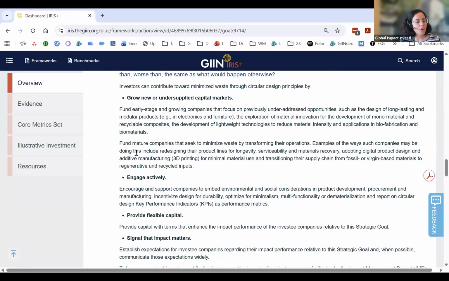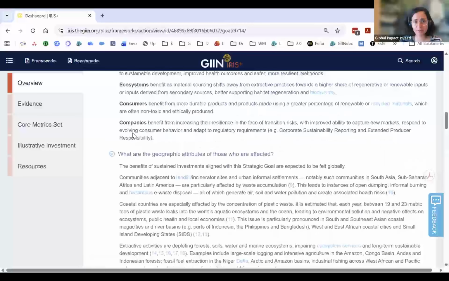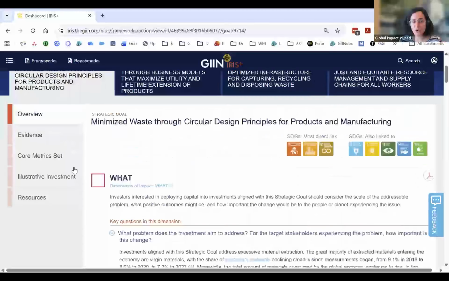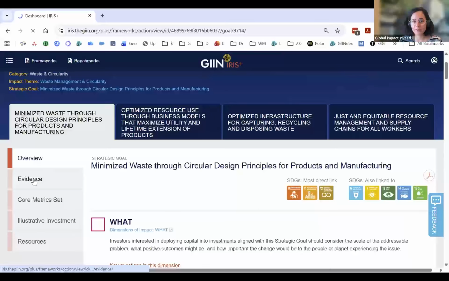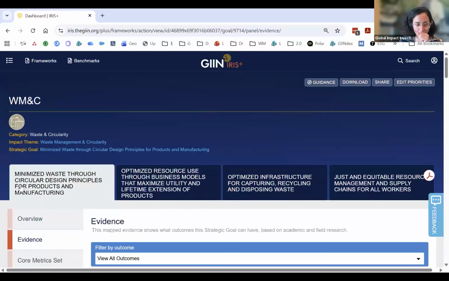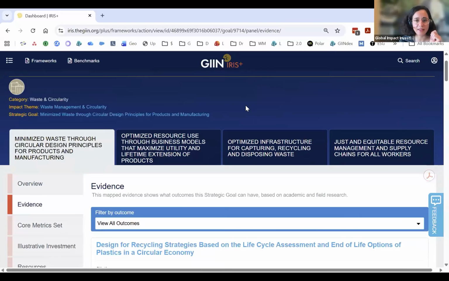So these are, perhaps depending on your background and your workday, common topics and areas of discussion, but really with detail, content rich and data rich and with references on the strategic goal. So this is the information that you can find for the strategic goal overall. And then let's go into this evidence tab here.